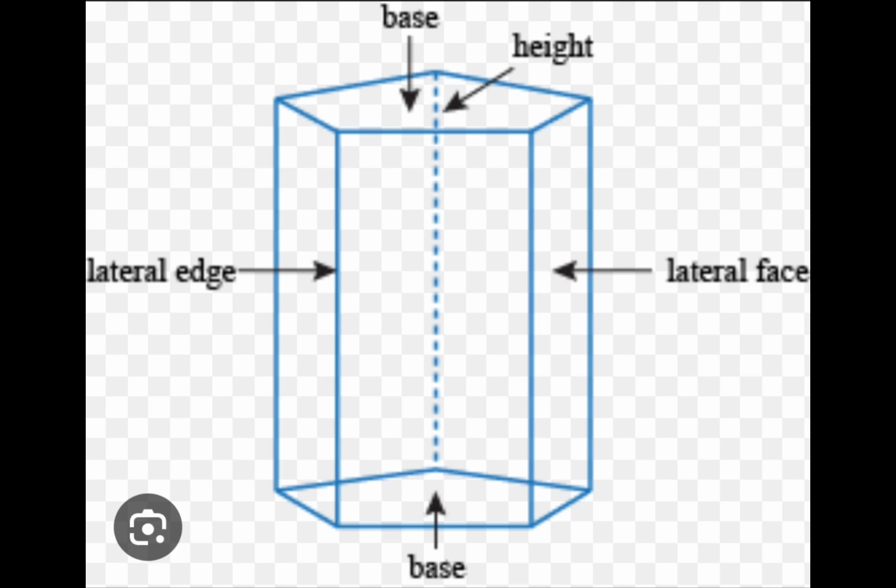For example, in this image of a pentagonal prism, the lateral edges are the line segments that connect the vertices of the two pentagons that are the bases of the prism, while the lateral faces are the 5 rectangles that are formed by the lateral edges.